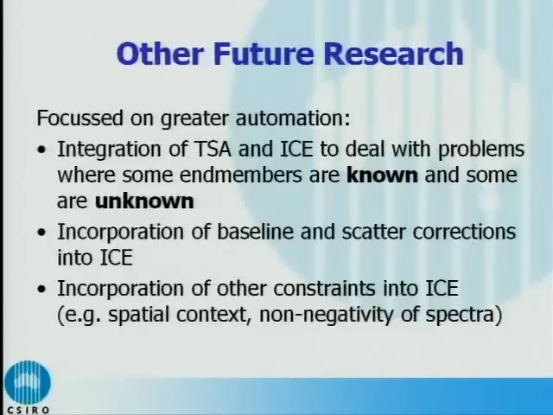Other research focuses on greater automation. Integration of the spectral system allows us to deal with problems where some endmembers are known and some are unknown. I didn't speak about this, but it's incorporation of baseline and scatter corrections into ICE, because standard tests don't work because those things aren't fitted very well. And incorporation of other constraints into ICE, particularly spatial context. We could also do non-negativity, although I don't think it's a big issue really when you do it in MNF space. That's the end. I'm sorry if I've run a bit over time.